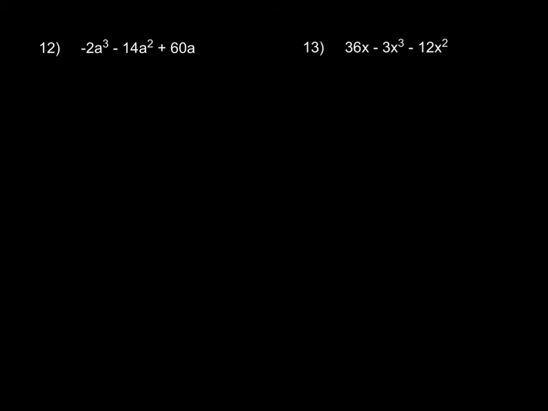Now, the only thing I want to recommend is if you have a negative in front of your first term, instead of factoring out a positive 2a, I would factor out a negative 2a. So let's factor out a negative 2a. And when we do, in parentheses, we're going to be left with a squared. And then negative 14a squared divided by negative 2a would be positive 7a. And then 60a divided by negative 2a would be negative 30.